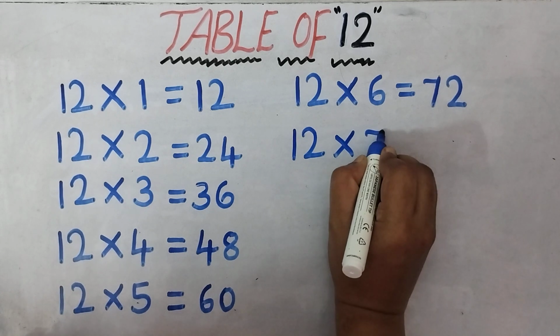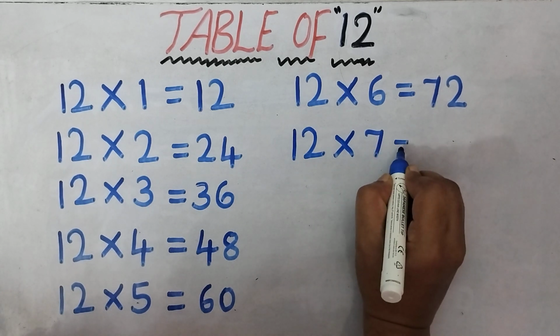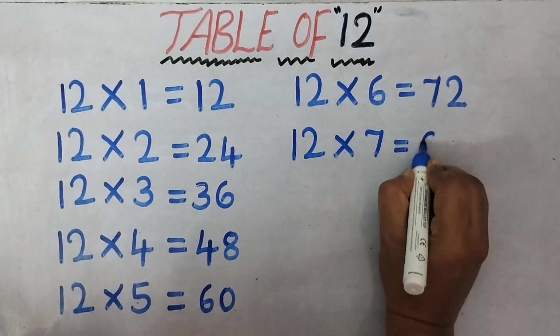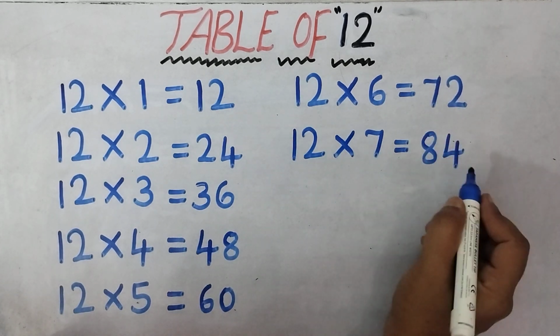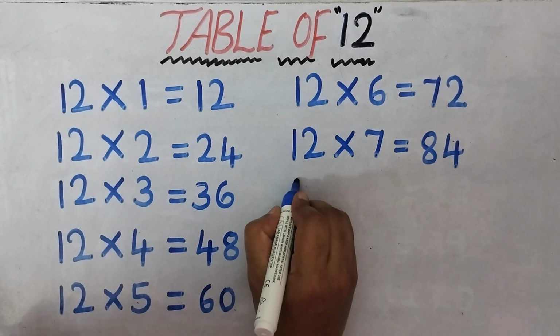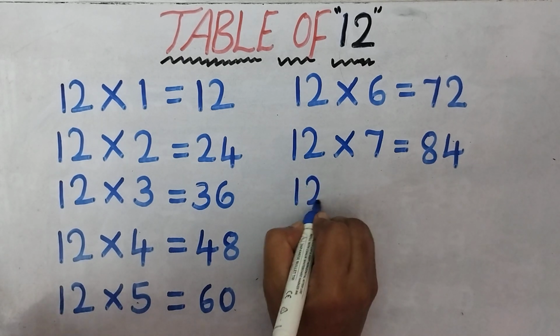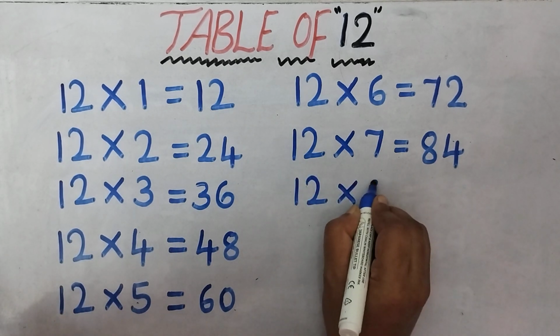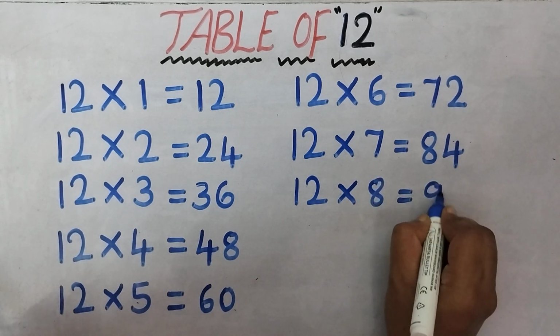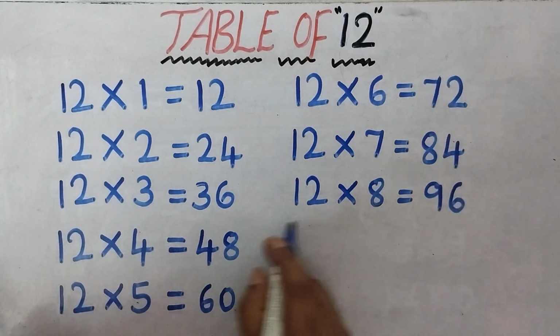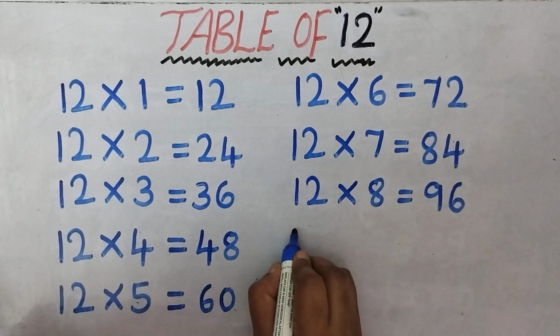12 into 7 is equal to 84. 12 sevens are 84. 12 into 8 is equal to 96. 12 eights are 96.